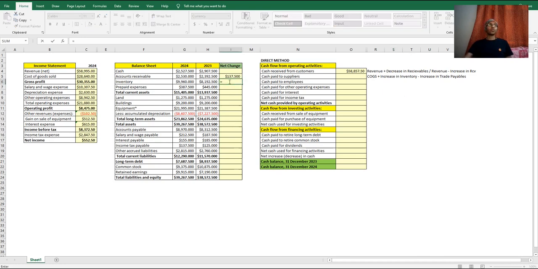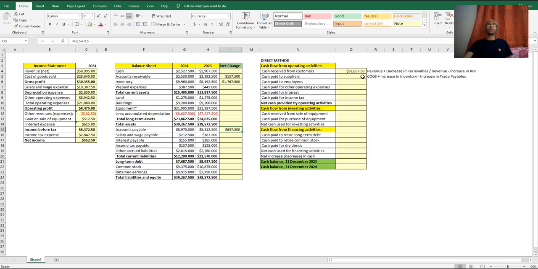Change in inventory is equal to this minus this. So inventory has increased. And trade payables, accounts payable, this you have to again check. This is this minus this. So accounts payable has also increased.